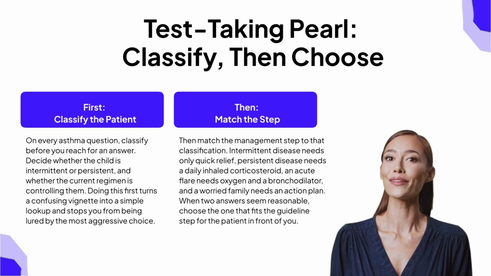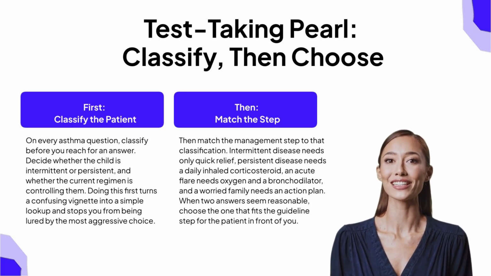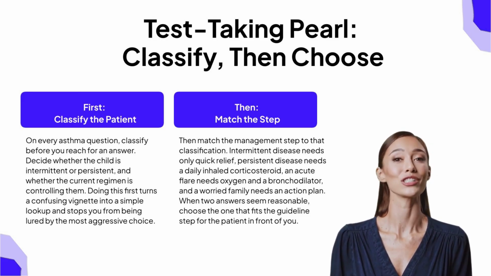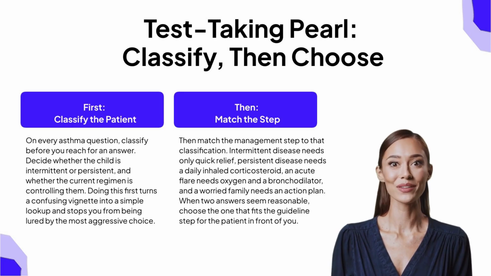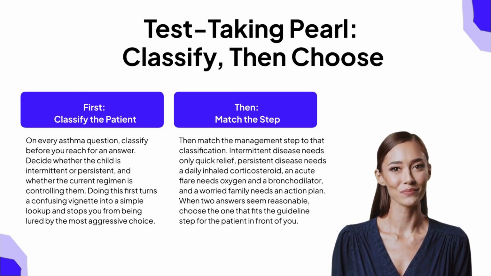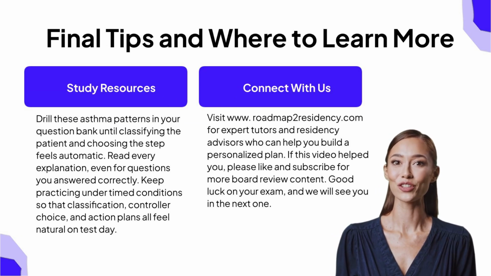Intermittent disease needs only quick relief. Persistent disease needs a daily inhaled corticosteroid. An acute flare needs oxygen and a bronchodilator. And a worried family needs an action plan. When 2 answers both look reasonable, choose the one that fits the guideline step for the patient sitting in front of you. That wraps up our review of multiple choice question strategy for pediatric asthma.